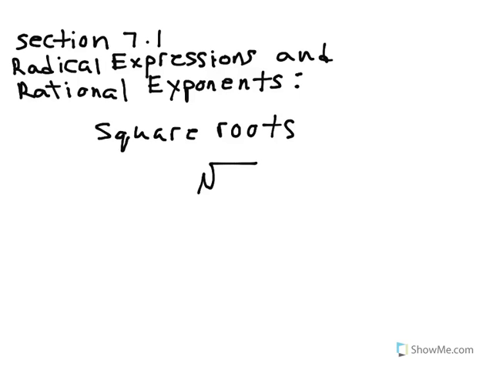Section 7.1, Radical Expressions and Rational Exponents. In square roots, the number or term underneath the radical sign is called the radicand. The symbol here we call a radical sign.